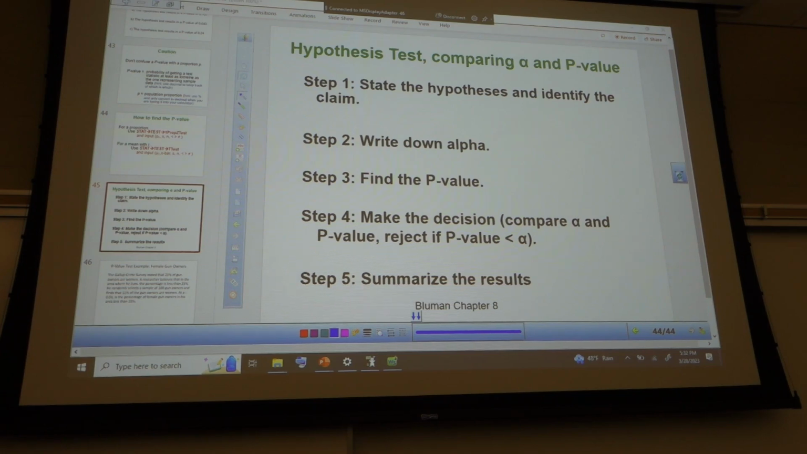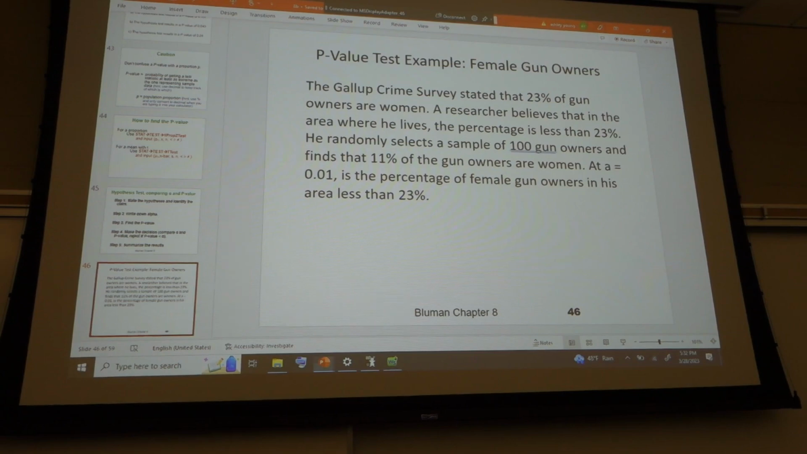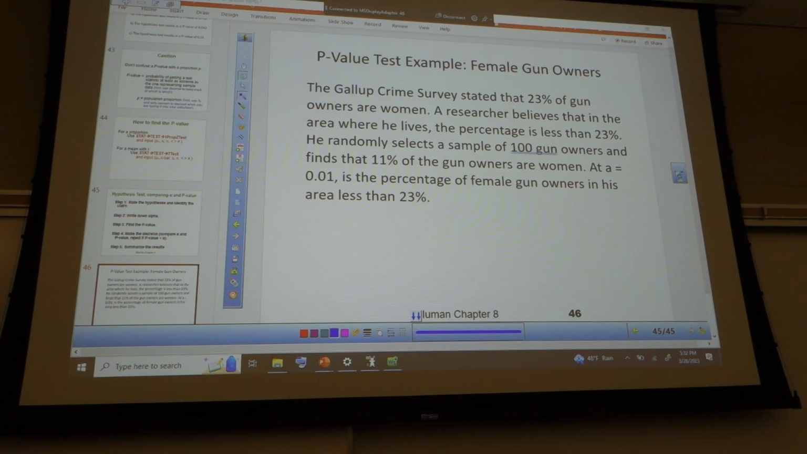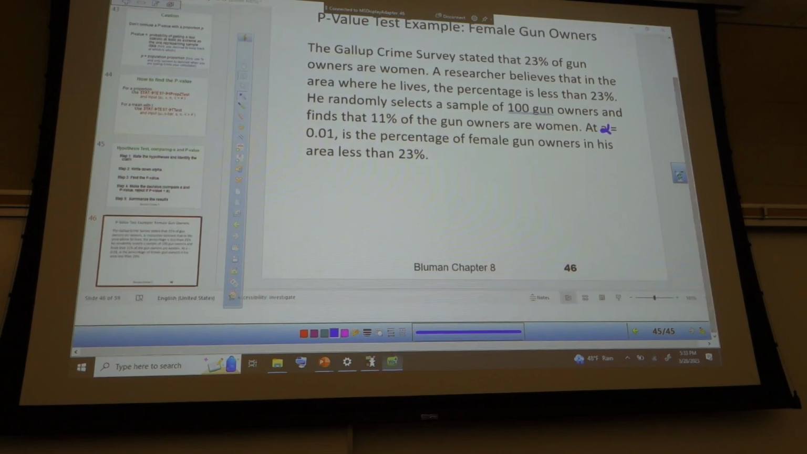Great. Perfect. So we're going to go through an example. You're going to do this one with me, bottom of page 59. Shaylee, go ahead and read for me. The Gallup Crime Survey stated that 23% of the gun owners are women. A researcher believes that in the area where he lives, the percent is less than 23%. He randomly selects a sample of 100 gun owners and finds that 11% of the gun owners are women. At alpha equals 0.01, is the percent of female gun owners in his area less than 23%?